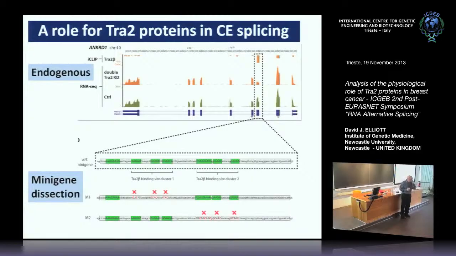And since this was an unexpected result, we actually made a mini gene containing this exon, and we looked to see where the Tra2 sites might be, and then we mutated them. I'm not showing you the actual mini gene itself, but just to summarize what we found, there were 2 clusters of Tra2 binding sites. If we mutated either one cluster or the other cluster, we affected splicing of this exon. So it seems to be a direct target, not just based on CLIP analysis, but by mutagenesis as well.